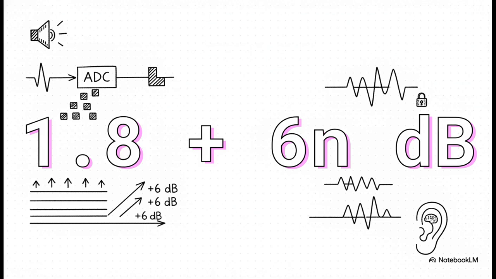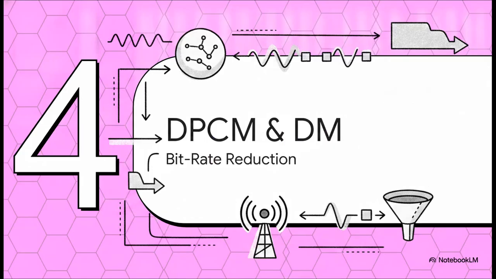What this brilliantly shows is that for every single bit you add to your sample, meaning every time you increase n by exactly 1, your signal-to-noise ratio improves by exactly 6 dB. It's a beautiful, constant rule. Committed to memory for sure.